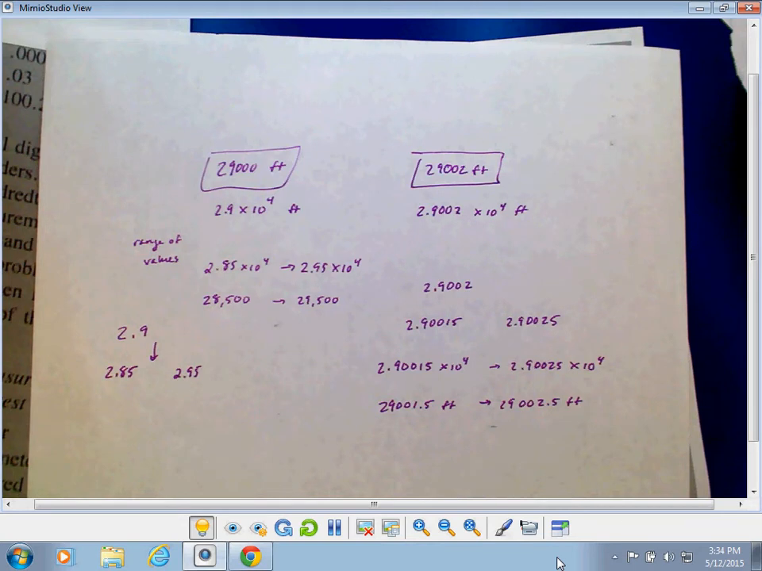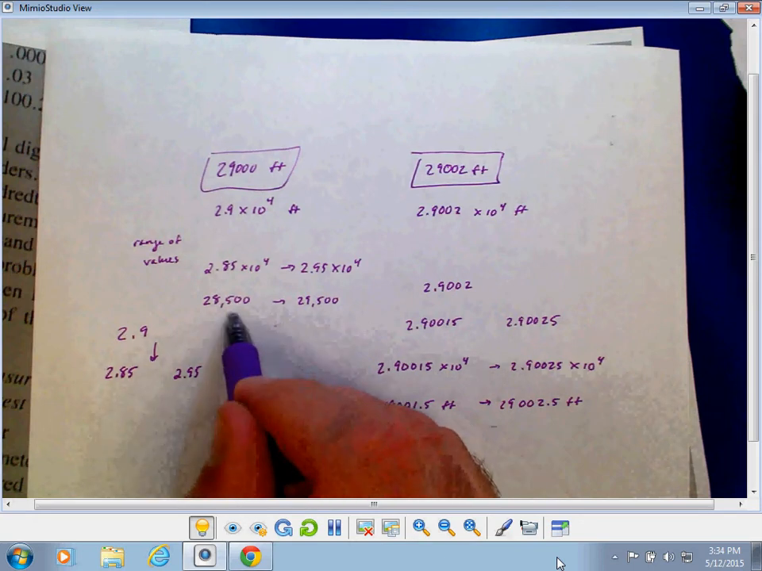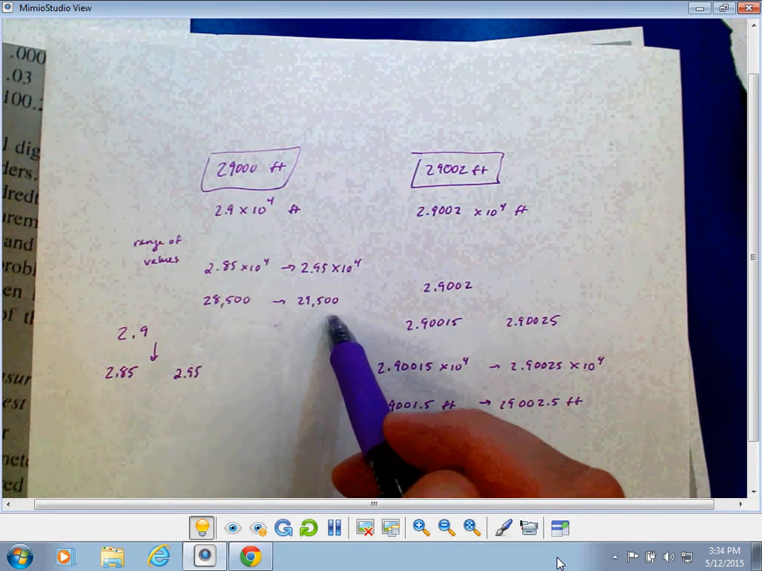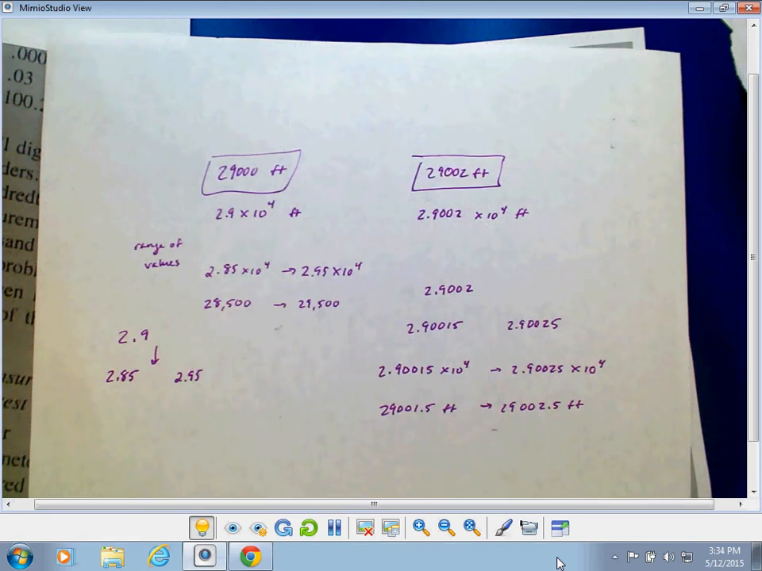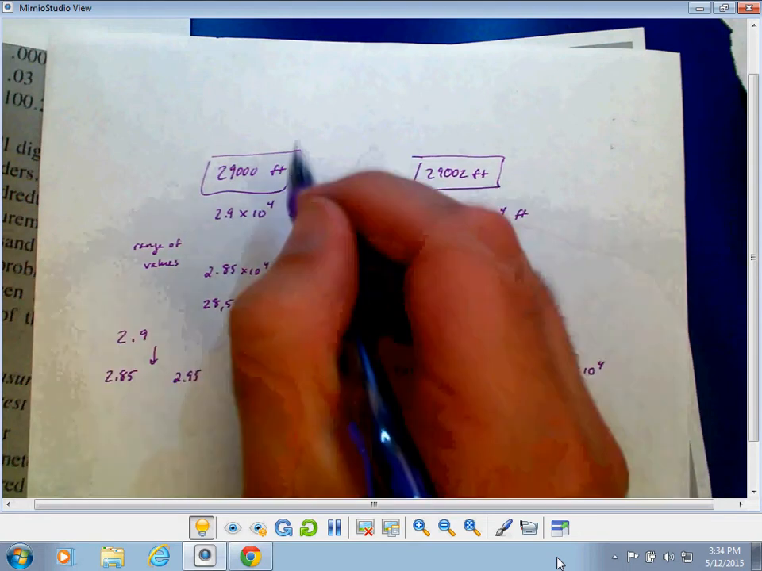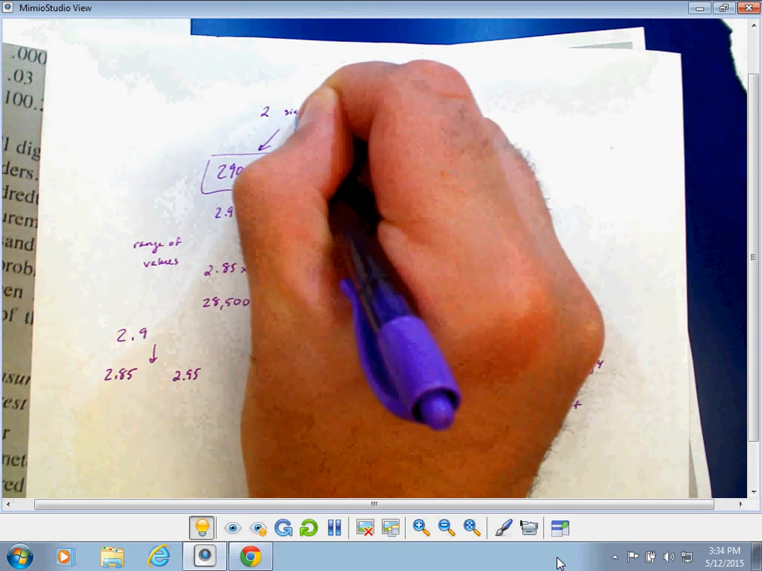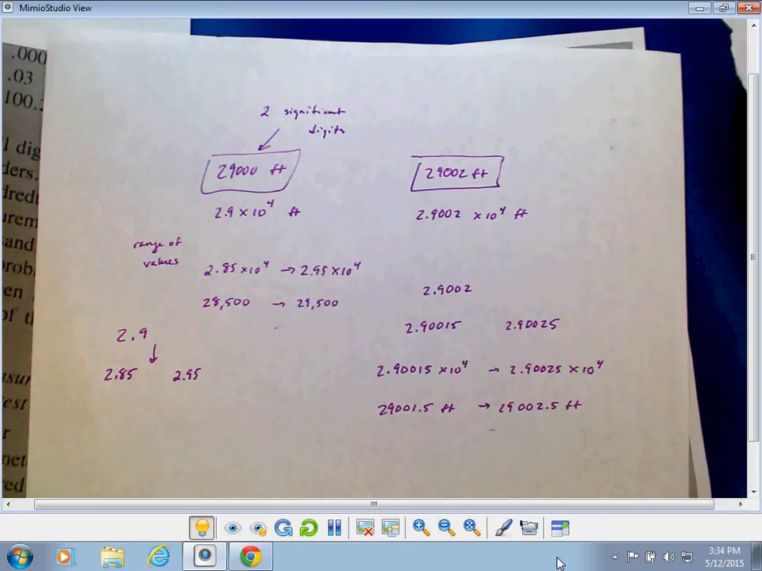If you say 29,000 and that's the best you can do, you have to think about what numbers would round up to 29,000, rounding to the nearest thousand, right? So anything from 28,500 up to 29,500, all of the numbers in between those would round to 29,000 if you round by the nearest thousand. And that's what this indicates to do, because there's only 2 significant digits, which means that it's relatively imprecise.